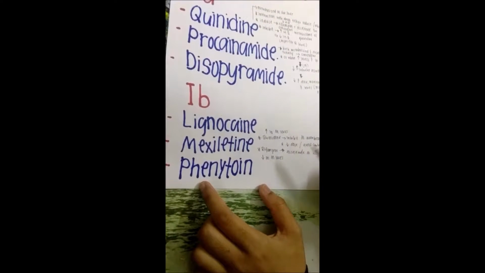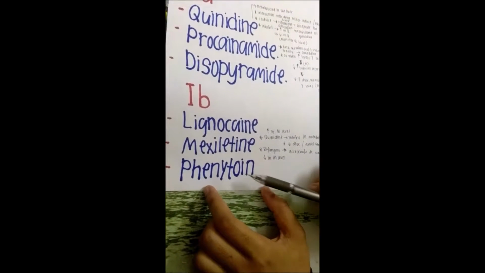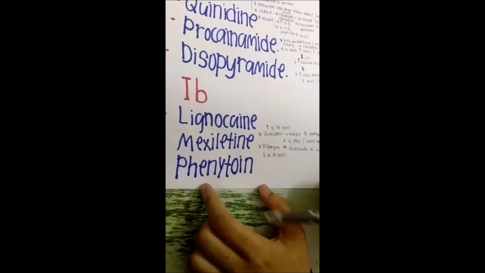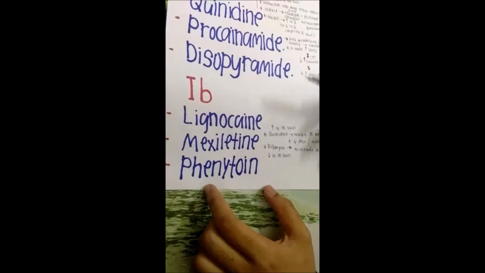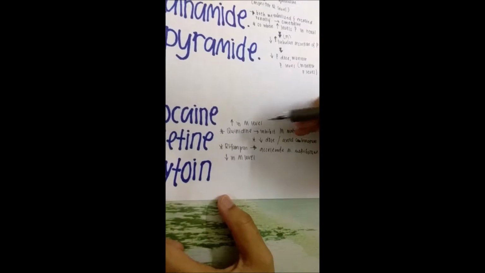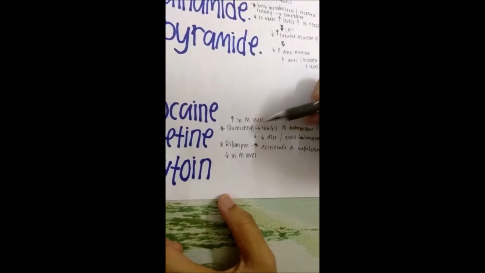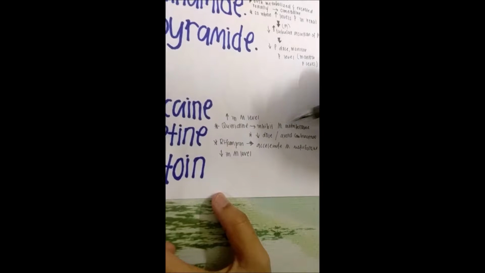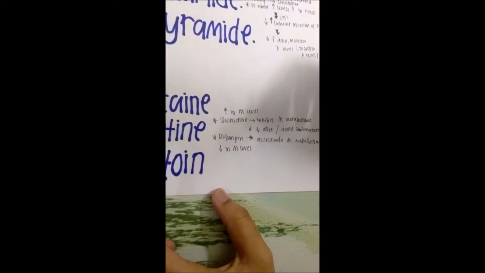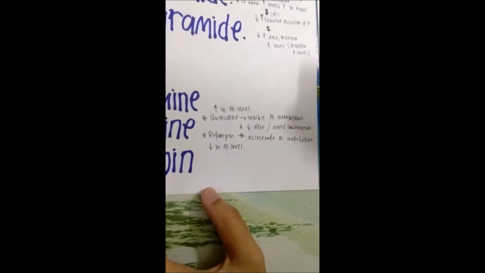For class 1B, we have 3 drugs, lidocaine, mexiletine, and phenytoin. For mexiletine, when the level of mexiletine is increased, it will interact with quinidine. The mechanism of quinidine is to inhibit the mexiletine metabolism, so reduce the mexiletine dose and avoid the combination.